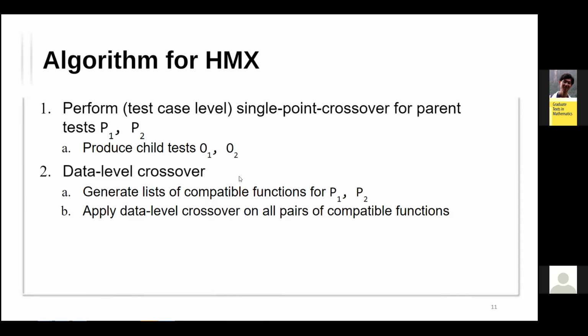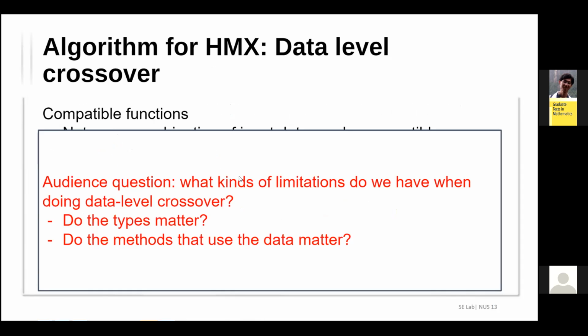When we do crossover, we need to consider what goes into the crossover. What kind of limitations do we have? Can we just cross anything, for example? This is again another audience question, and we have some questions that lead us to the idea. For example, do the types matter? Or what kind of methods can we cross? Anyone want to just give it a try?